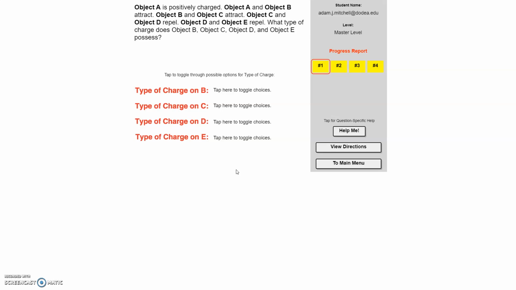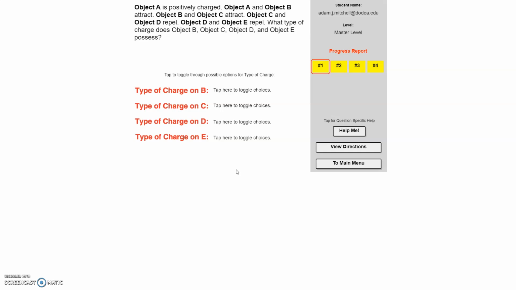So this first problem says object A is positively charged. So if I were you, I would literally just write down A and then below it a plus sign to show that A is positively charged. Object A and B attract. Now, when objects attract, there are two possibilities for how that can happen. We saw this with the balloon and sweater example from an assignment we did, the PhET assignment we did a few days ago.